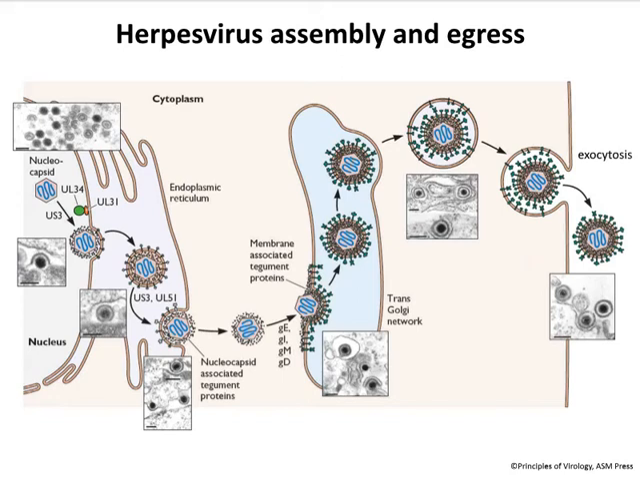So what this does next, it buds into the trans-Golgi network, picks up a membrane. This then is released from the trans-Golgi by the secretory pathway. So it's released into a vesicle. So now we have a membraned herpes virus in a transport vesicle. That goes to the plasma membrane, fuses, and releases the virus with its membrane around the capsid.